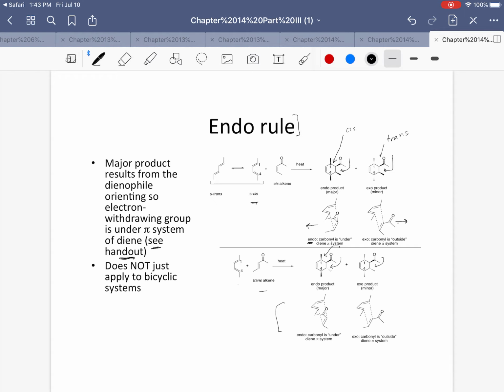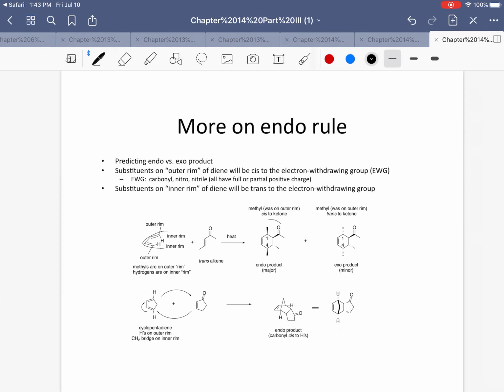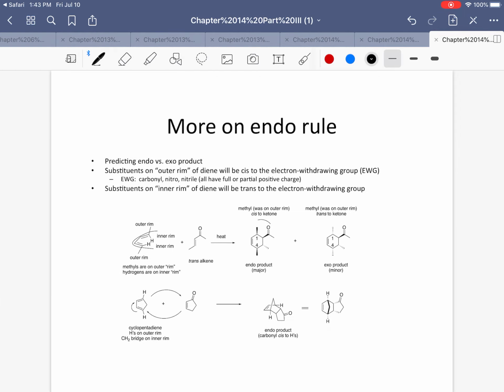So it could be hard to picture that alignment, and an easy way to predict the endo product is to look at the inner and outer rim of your diene. The rule is that the substituents on the outer rim of the diene will be cis to the electron withdrawing group. Electron withdrawing groups on the dienophile would be a carbonyl, a nitro, a nitrile. Those all have a full or a partial positive charge.